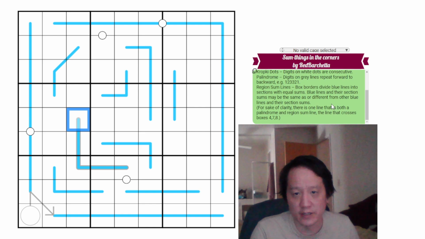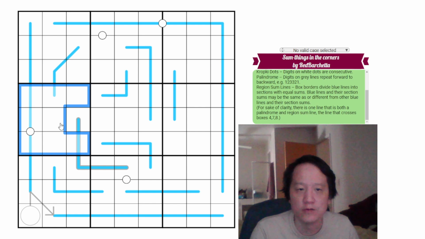Region sum lines. Box borders divide blue lines into sections with equal sums. Blue lines and their section sums may be the same as or different from other blue lines and their section sums. For sake of clarity, there is one line that is both a palindrome and a region sum line that crosses box 4, which is this, box 7, which is this, and box 8, which is this. So we are correct, this is a palindrome line.